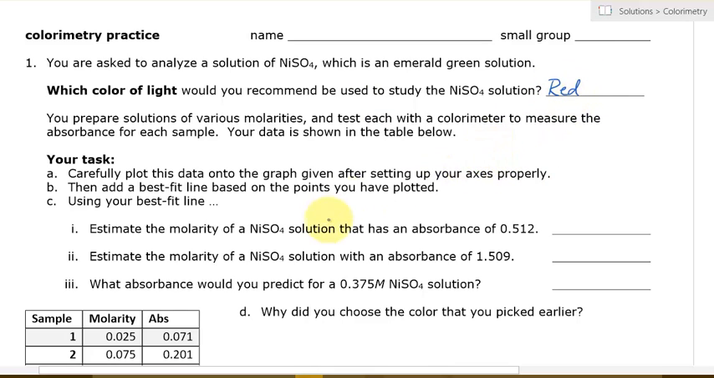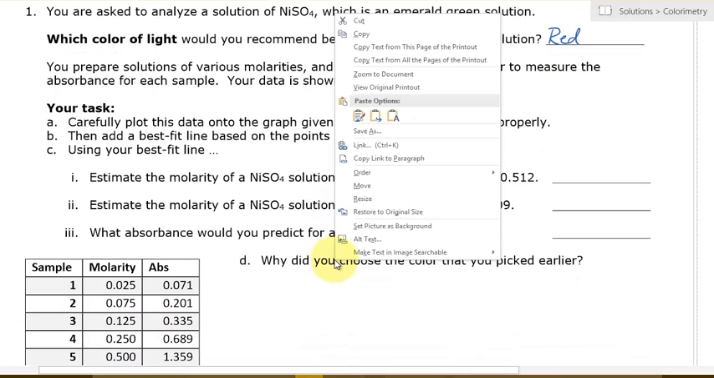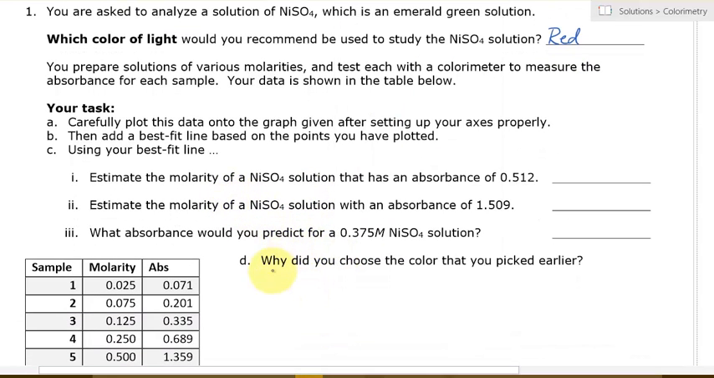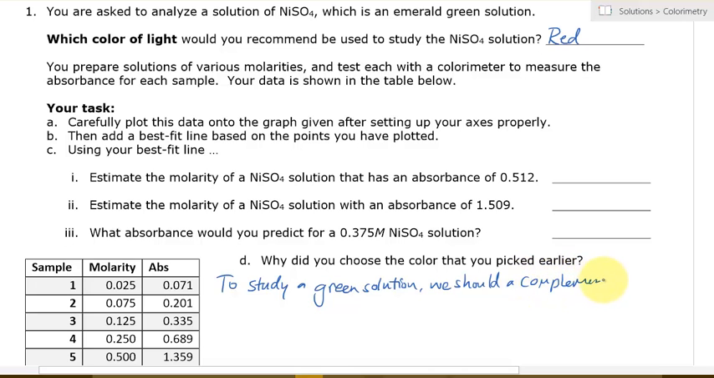And you'll be asked later on why on question D, so we can talk about that now. We're going to help you through all of number one here anyway. So question D here asks, why did you choose the color that you picked? Well, to study any solution, but in this case, a green solution, we would need to use a complementary color. The official term you could use here is wavelength, but color is good enough, because this color will be absorbed best. So that color is absorbed most completely.